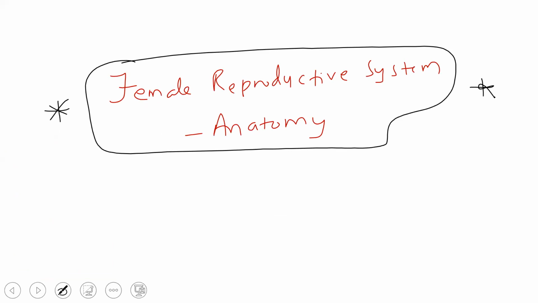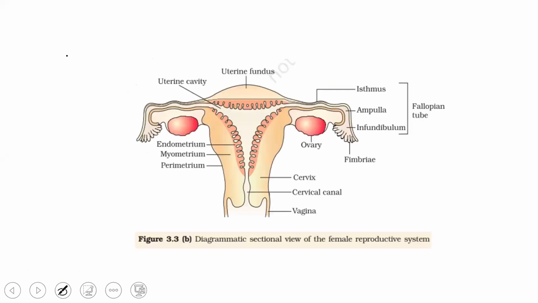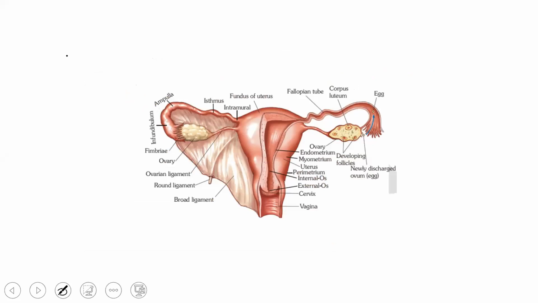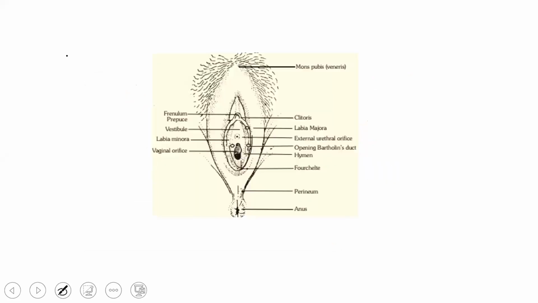Okay, so we'll refer to female by this symbol, as you know. So this is the diagrammatic view. As you can see, this is the side view, which we'll discuss later on. This is a better diagram to understand the female reproductive system. This is the external genitalia of female, which we'll discuss. Anyways, first we'll talk about how we classify the female reproductive system.